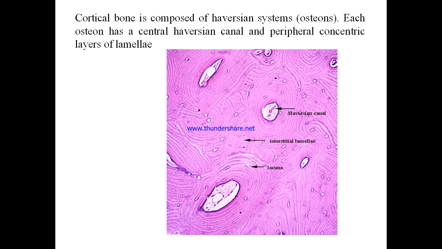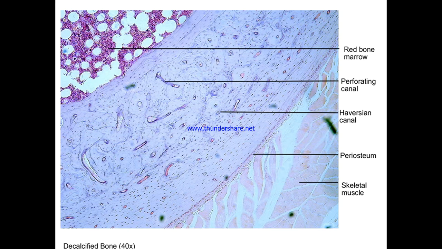Cortical bone is composed of Haversian system or osteon. Each osteon has a central Haversian canal and peripheral concentric layers of lamellae, as we said before. This picture shows decalcification of bone. This is skeletal muscle and periosteum, Haversian canal, perforating canal, red bone marrow.